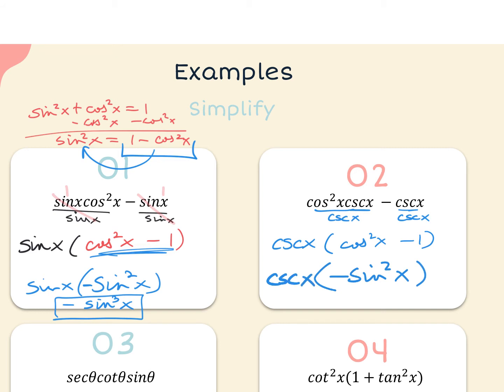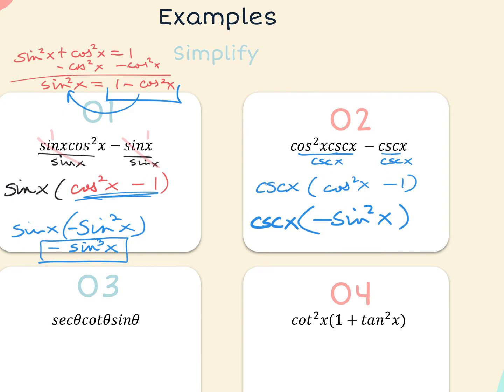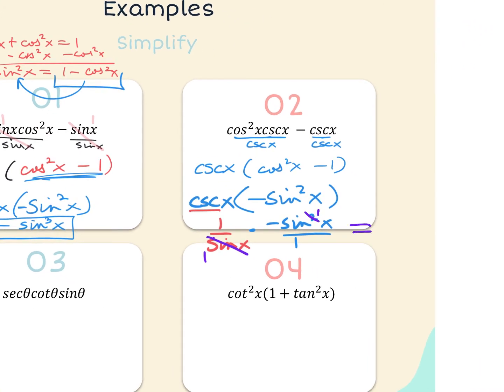And next, I'm going to use my reciprocal identity. And the reciprocal of cosecant is sine. So now I'm going to turn this into its reciprocal, which is 1 over sine x. And now I'm going to multiply it by the negative sine squared x. This will simplify diagonally. I can change this to a 1, and just get rid of the exponent here, make it a 1 now. And now my final answer here is negative sine x.